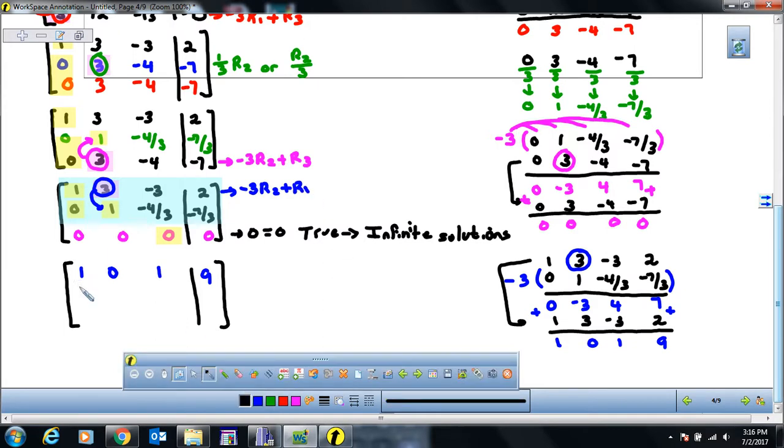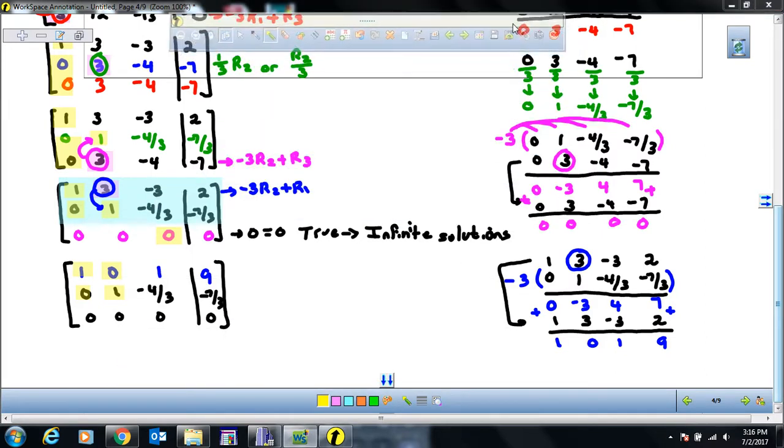Right? And then I'm going to copy down everything else. 0, 1, negative 4/3, negative 7/3, and 0, 0, 0, and 0. Now, as you can see, now we got the 1, the 0, the 0, and the 1. And the process is complete. That is the Gauss Jordan elimination.